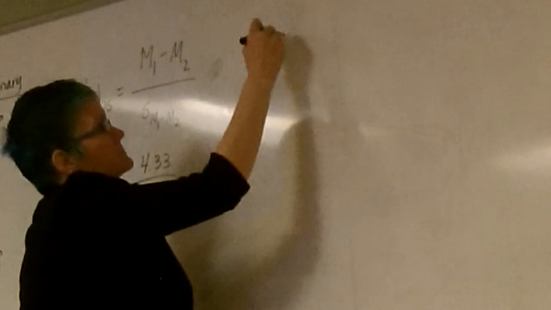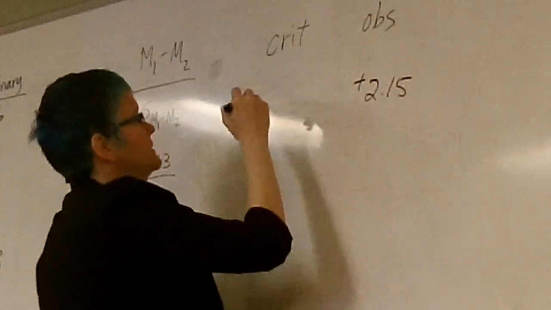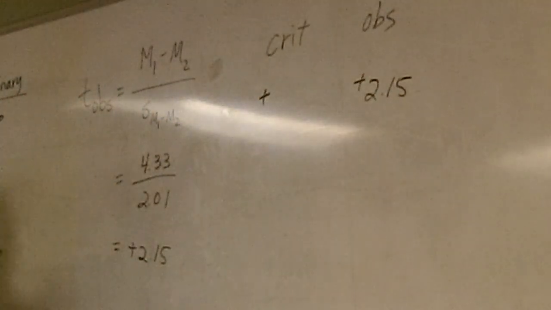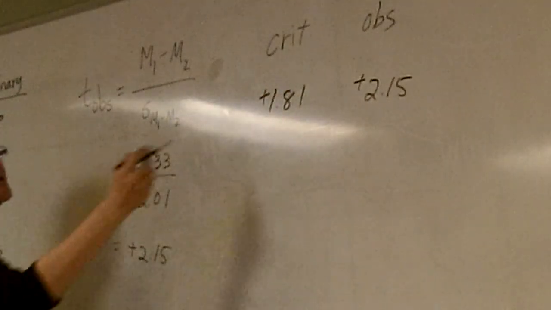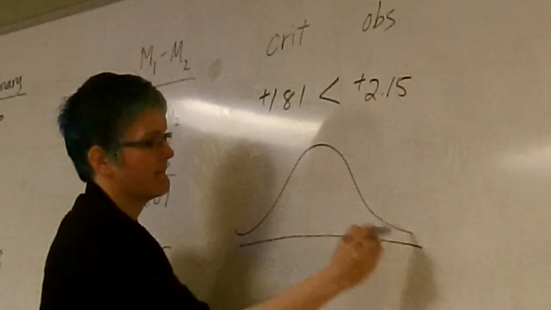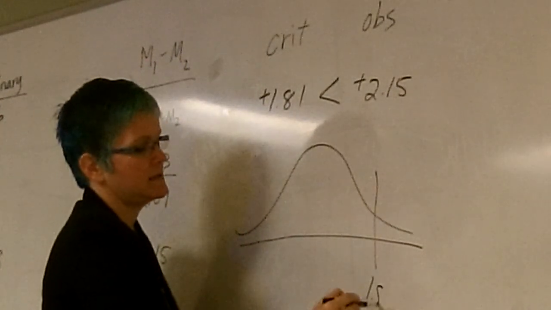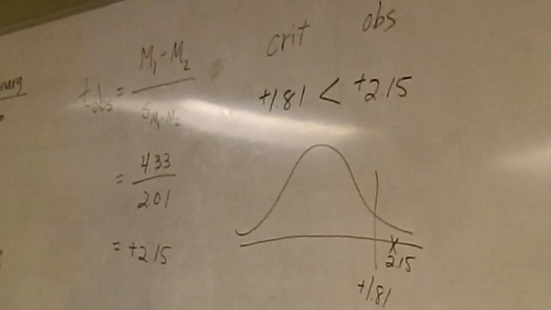So we're going to have to compare our critical value to our observed value. Our observed value is positive 2.15. So we determined what our critical value was before, positive 1.81. And the relationship between these is that the observed value is more extreme. Let me give you a visual on that. A rough visual. Okay. Here is our critical value. Our observed value is out here at 2.15.